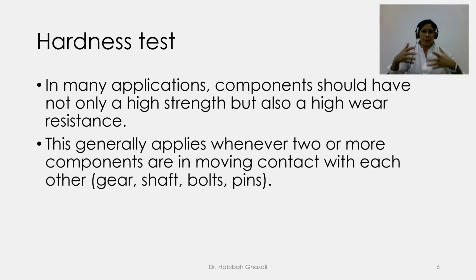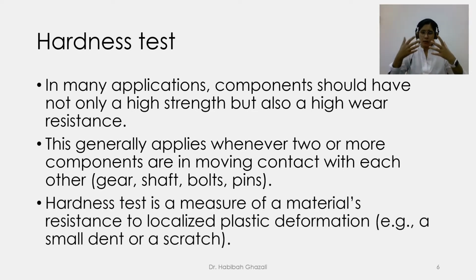So for example, when materials, the components, are moving and in contact with each other, such as gear, shaft, bolts and pins, you need the surface of these materials to have higher hardness. So you can use a hardness test to measure the material's resistance to plastic deformation, for example, to indentation or scratch.